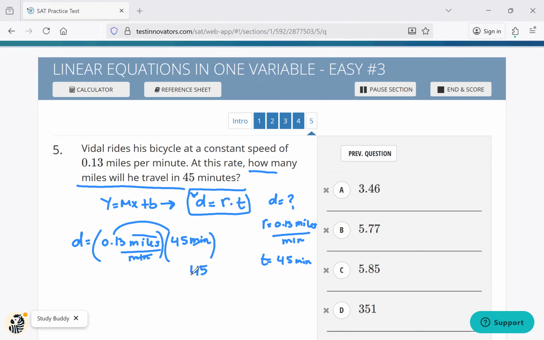If you don't have a calculator, it's really simple. 0.3 times 45. 5 times 3 is 15. Carry the 1. 1 times 5 is 5 plus 1, that's 6. 0, placeholder. 4 times 3 is 12. Carry the 1. 4 times 1 is 4 plus 1, that's 5. 5. 6 plus 2 is 8. And then you have 5. Carry how many decimal places? 1, 2. So we have 5.85. My final answer is 5.85 miles.